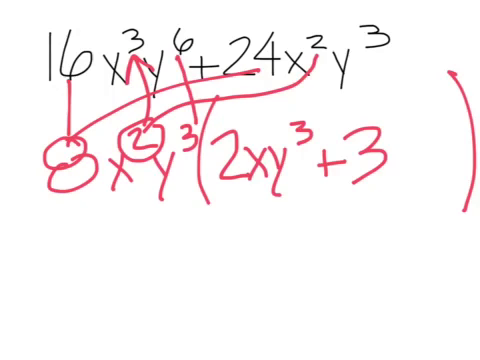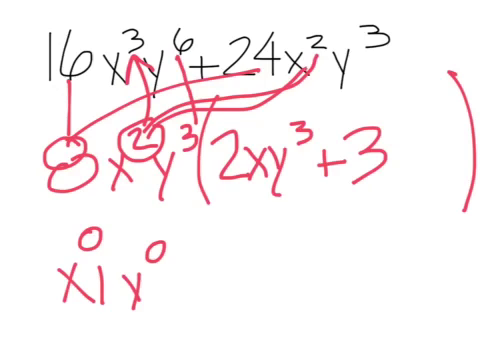Yes, so if it is 0, there is such a thing as x to the 0 or y to the 0. Anything to the 0 power is just 1. So in other words, x to the second times something is x to the second, and that something is 1. So you don't put anything.